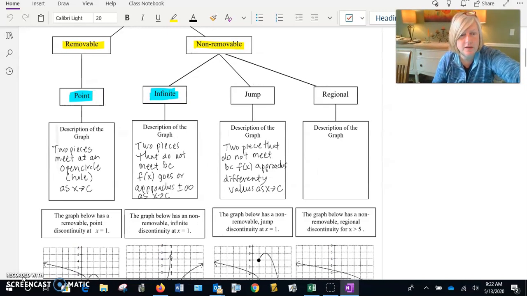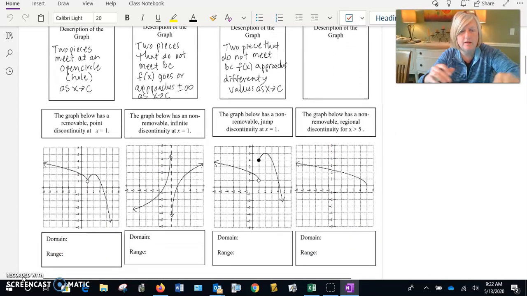And so you can see right here, if I scroll down and take a look at this, the value of c that we're looking at for this first one is 1. So as x approaches 1, both pieces of the function here and here are approaching the same point, the same y value of 1. So that's a point discontinuity, but it's a discontinuity because I'm missing the point.